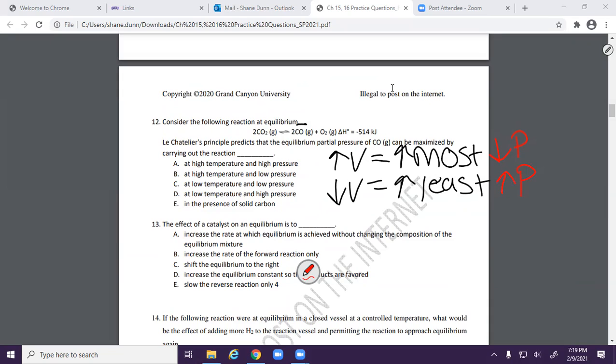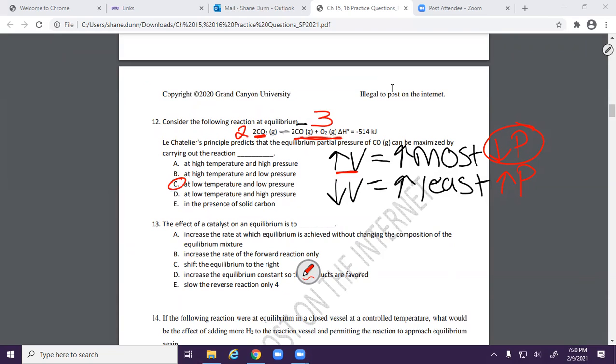So how many moles do I have on my reactant side? How many moles do I have on my product side? So which side has more? The products have more. Okay. So I want to either increase my volume or decrease my pressure. Does that make sense?